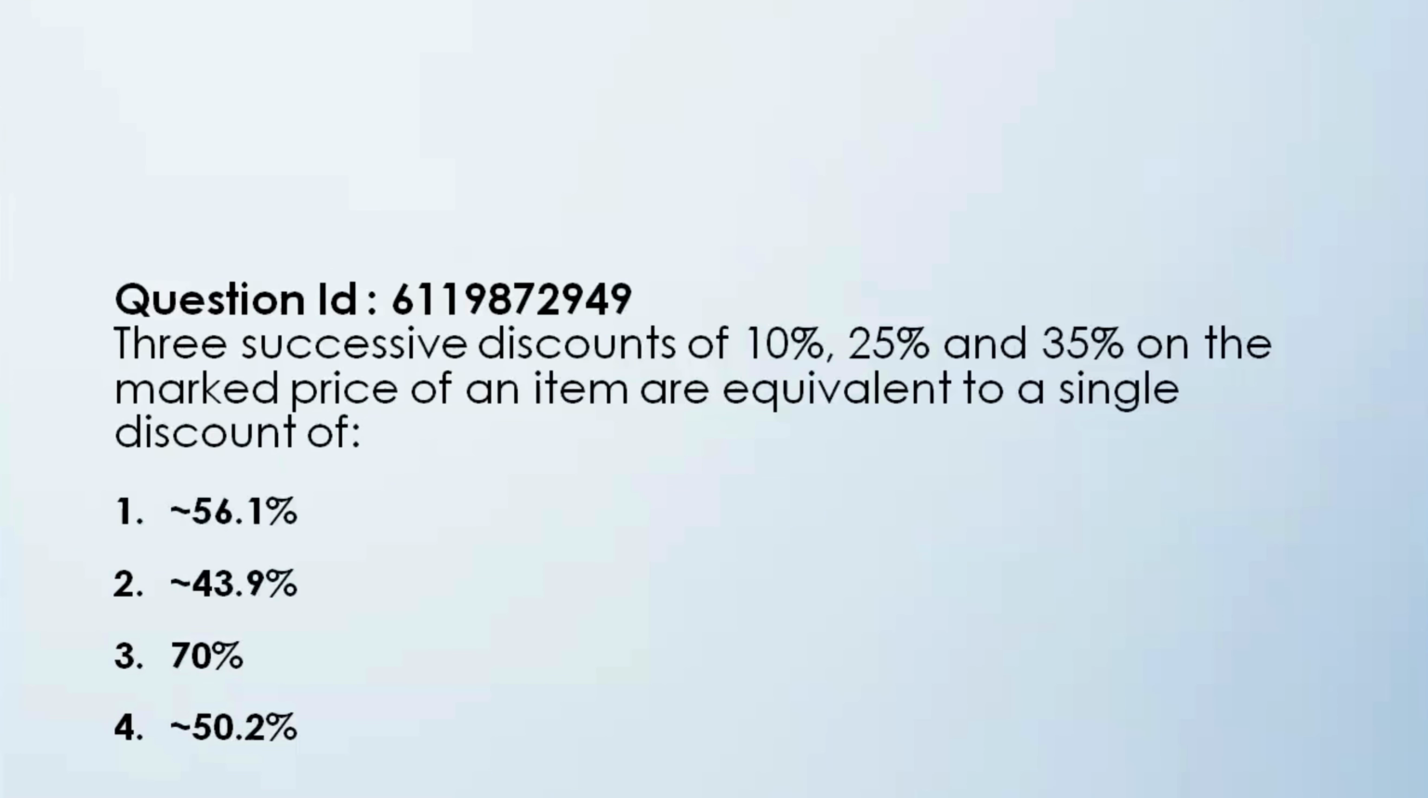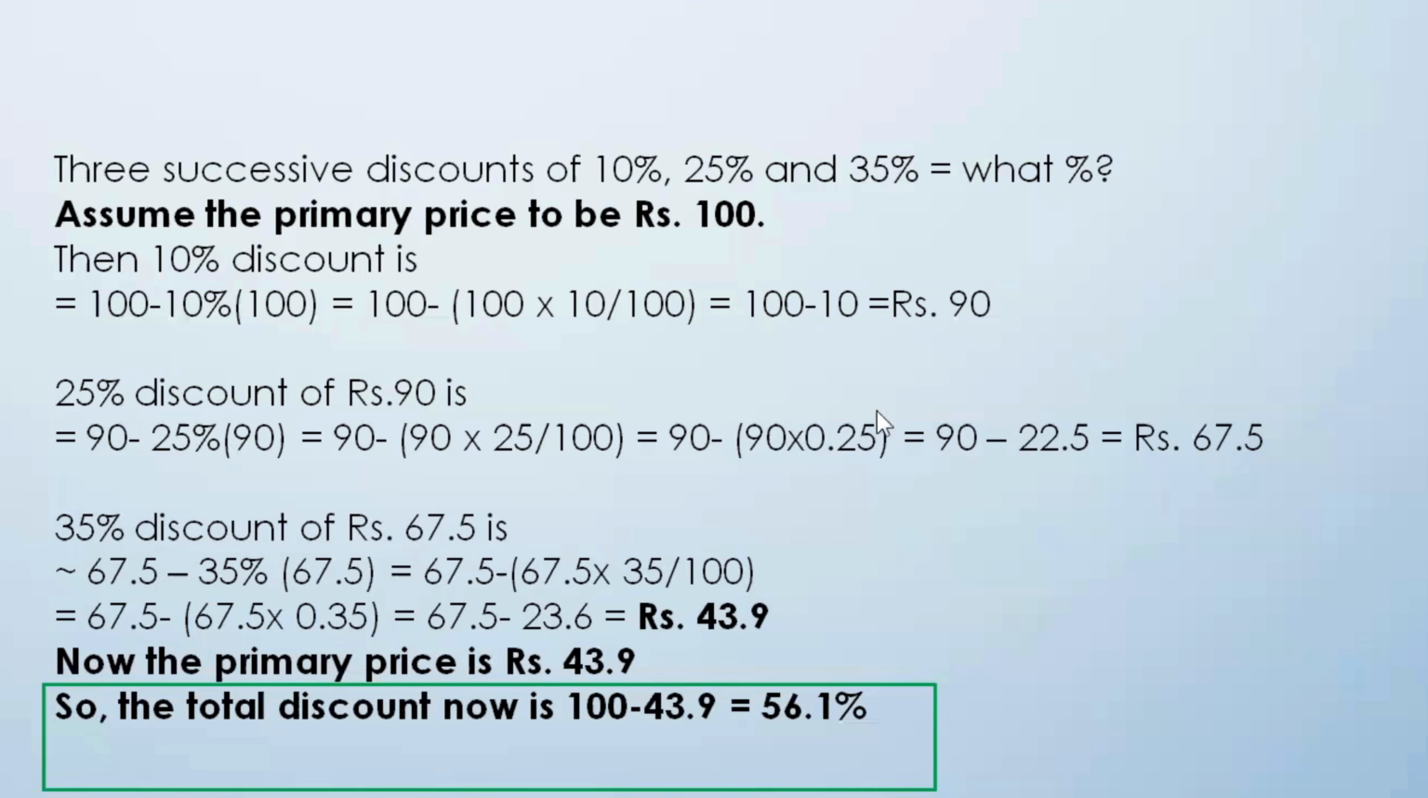Okay, so we start by assuming the primary price to be rupees 100. Then 10% discount on 100 is 100 minus 10% of 100, which is 100 minus 10 will give you rupees 90. 25% discount of rupees 90 is 90 minus 25% of 90, which is 90 minus 22.5. That will give you rupees 67.5. Then 35% discount on rupees 67.5 will give you 67.5 minus 23.6, which is 43.9.